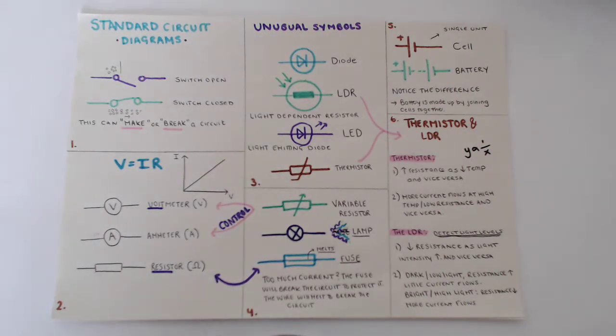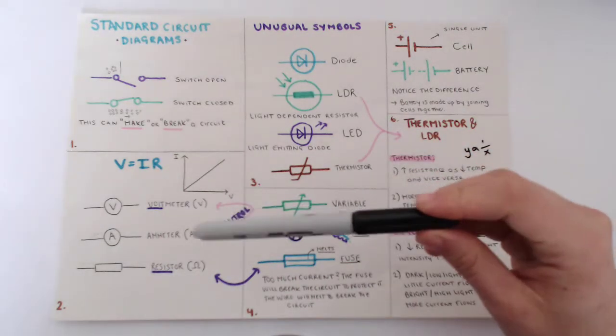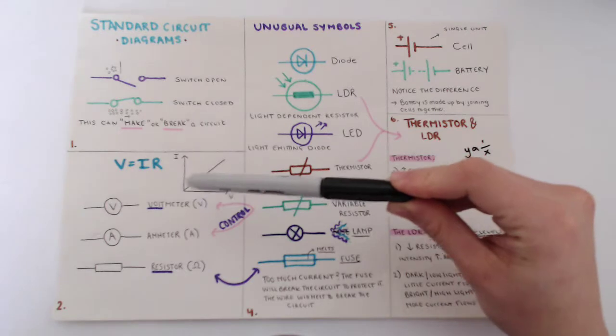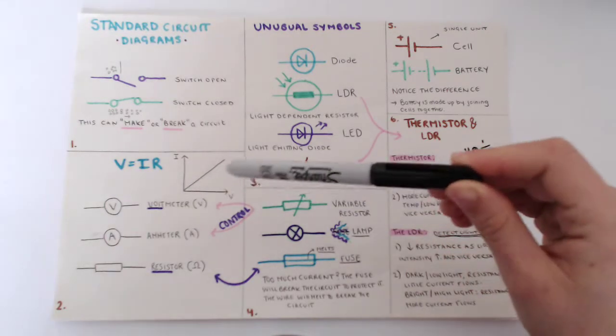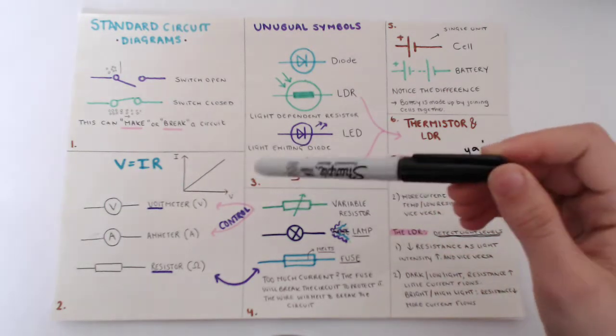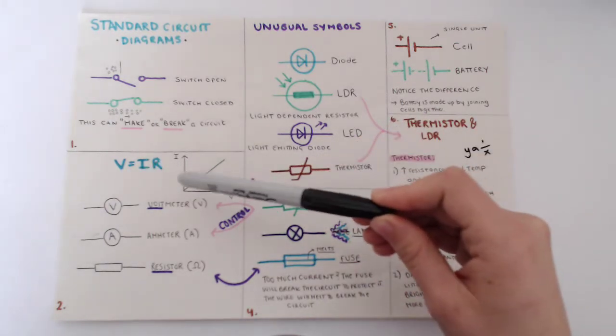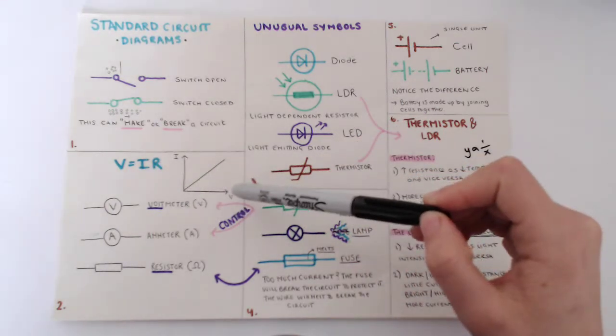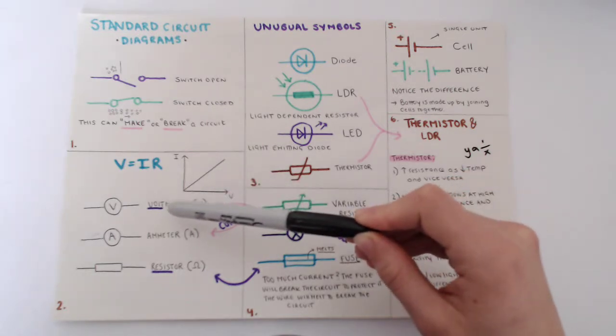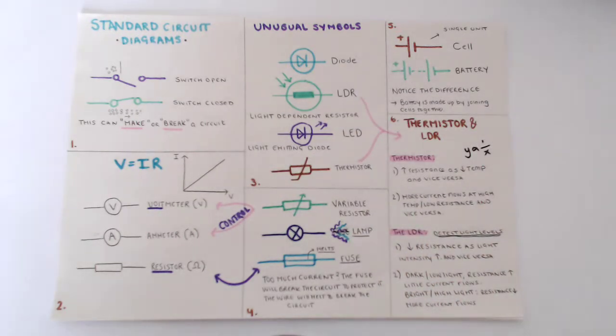Okay, let's move on to Ohm's law, where V is equal to IR. Ohm basically said that there's a relationship between the voltage, the current, and the resistance, and then he represented it with a graph where the straight line represents the proportionality, and it's either the resistance as the gradient or 1 over the resistance.